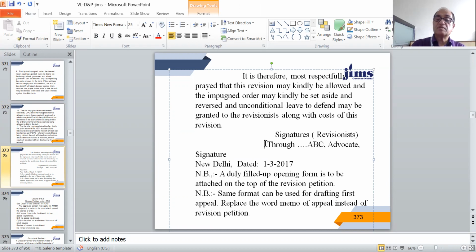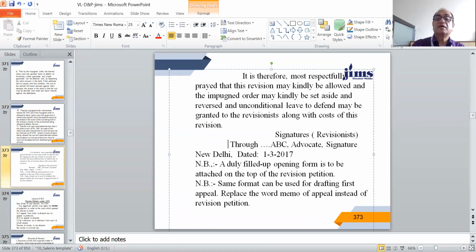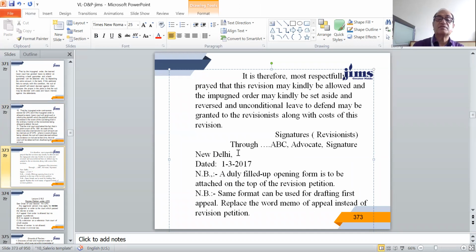Then, dear students, you are supposed to draft the place of drafting. Place of drafting is New Delhi. Date of filing this revision petition in the court is 1st March 2017.